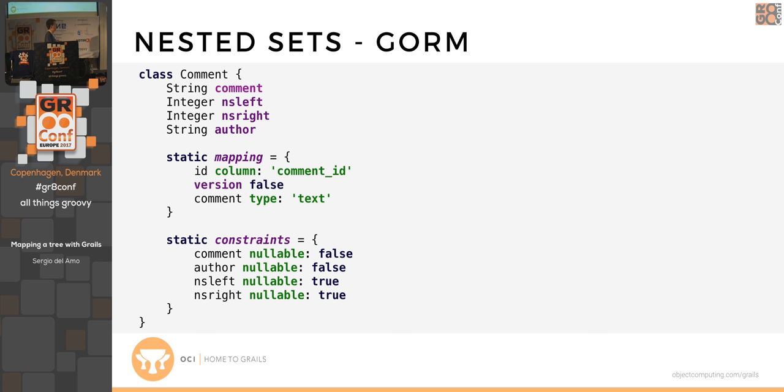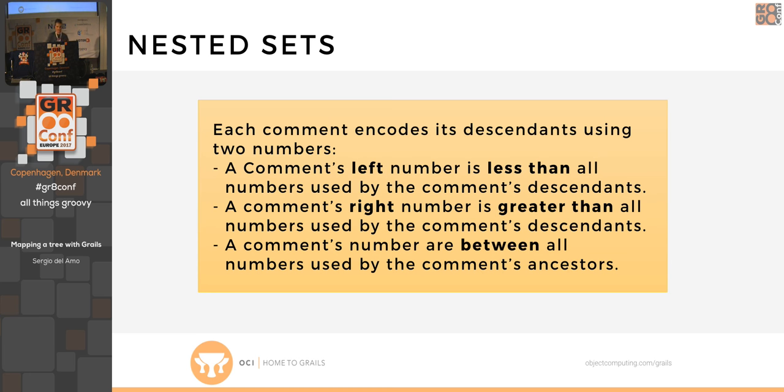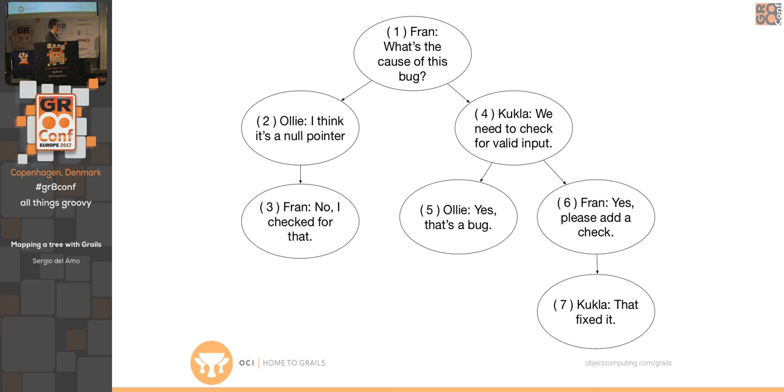You just add two numbers here, and I'm going to say that this can be nullable true. This probably should be nullable false. Okay. The rules are a bit tougher to say than to see, but let's read them first. So basically, the left number of each comment is less than all the numbers used by the comment's descendants, and the comment's right number is greater than all the numbers used by the comment's descendants. So let's see this with an example, which is easier.